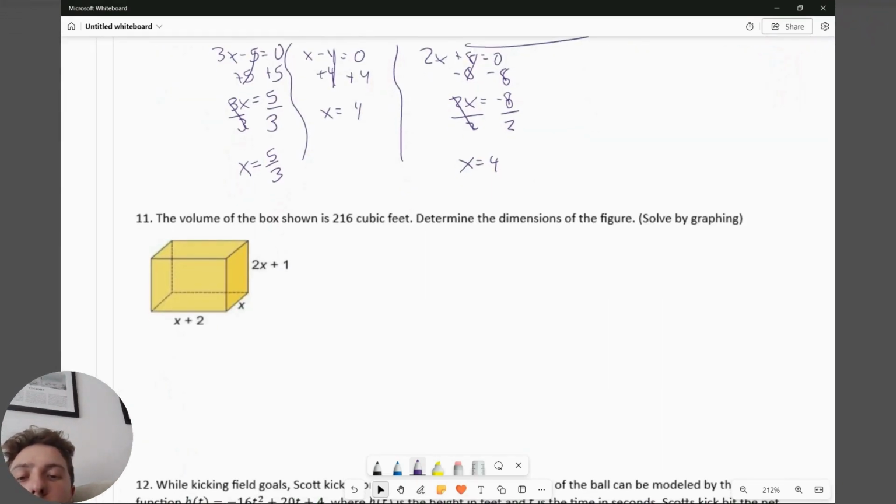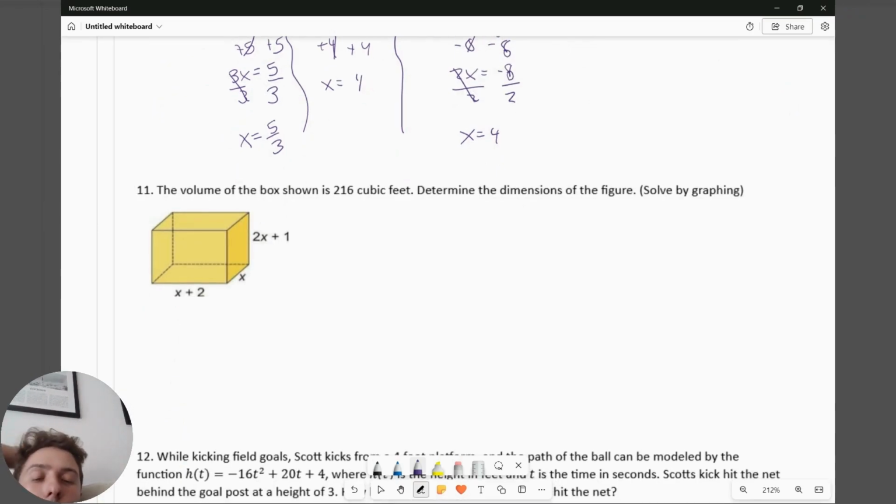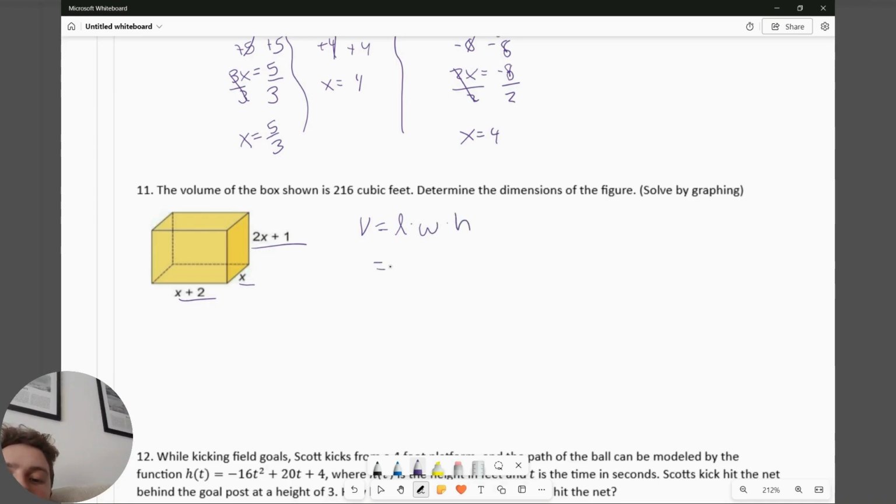The volume of the box as shown is 216 cubic feet. Determine the dimensions of the figures. Solved by graphing is our strategy here. Well, we have 3 dimensions here. And in order to find volume, you multiply those 3 dimensions. The length, the width, and the height all get multiplied. So let's just show that multiplication first.